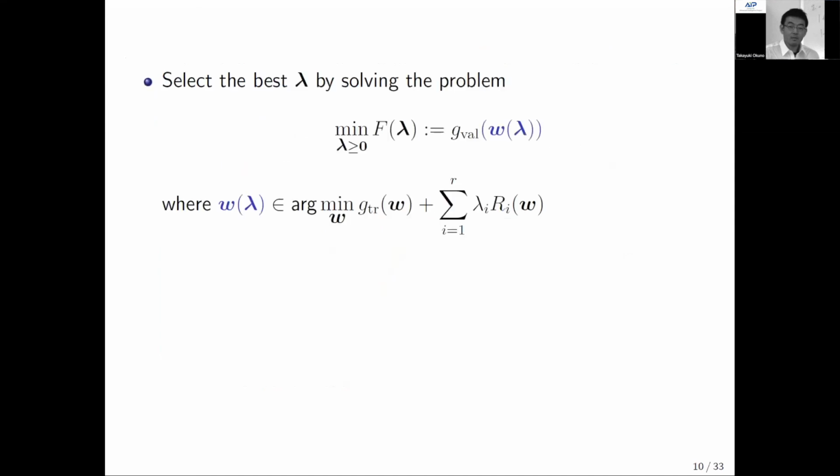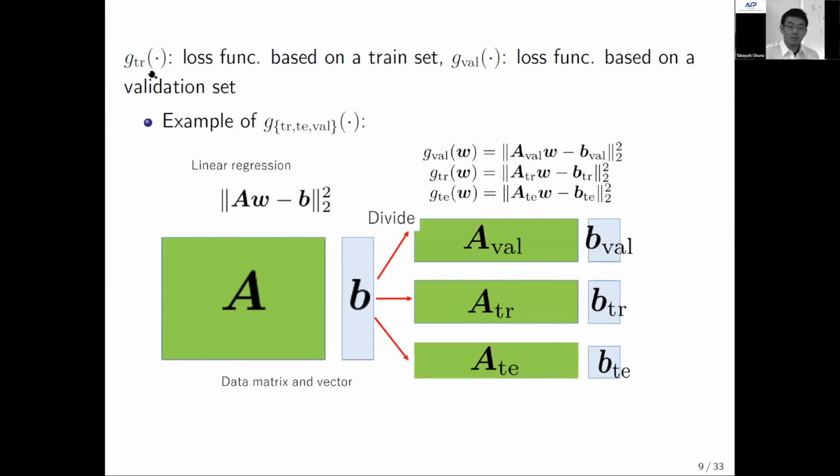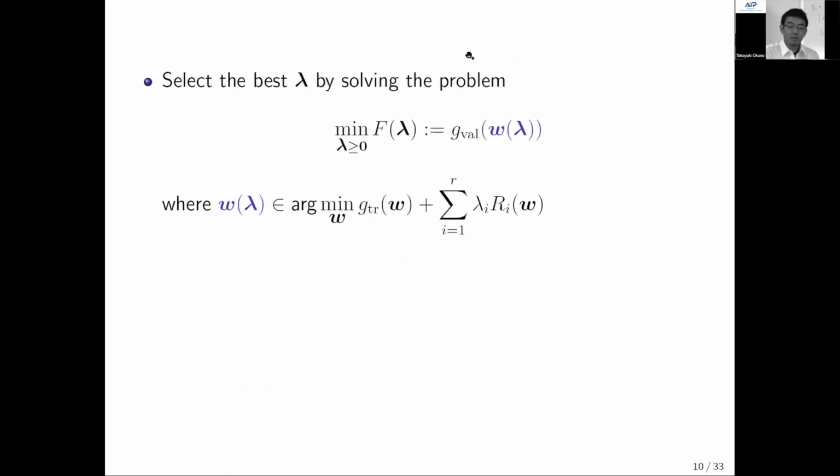Okay, so using these two functions, G_TR and G-bar, we construct the following program here. And we select the best lambda by solving this problem. This program minimizes F(lambda) with respect to lambda non-negative, and F(lambda) is defined like this. The point is W(lambda), which is a solution of this problem. This problem has a G_TR function, and this one is a regularizer. Sorry, R1 is assumed to be an Lq regularizer.